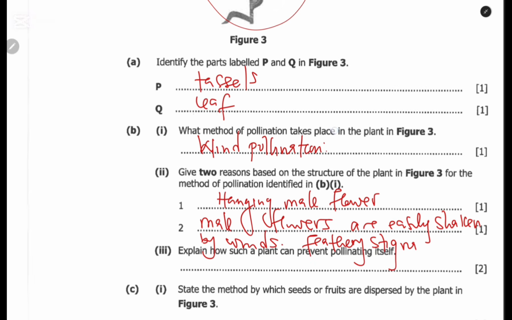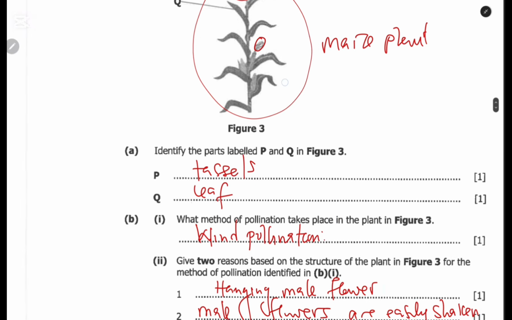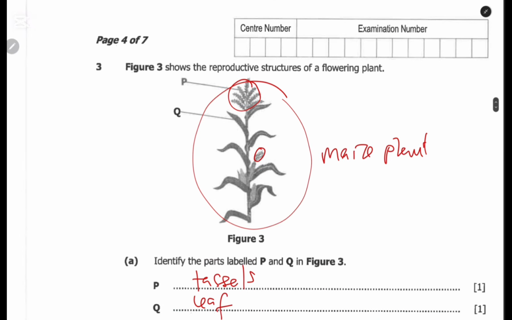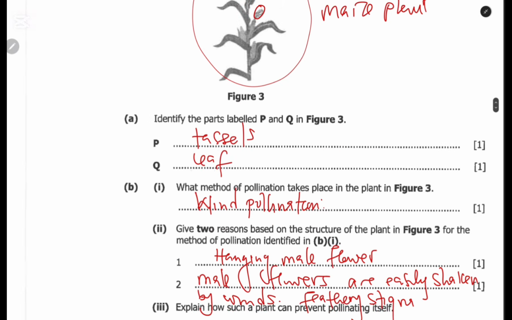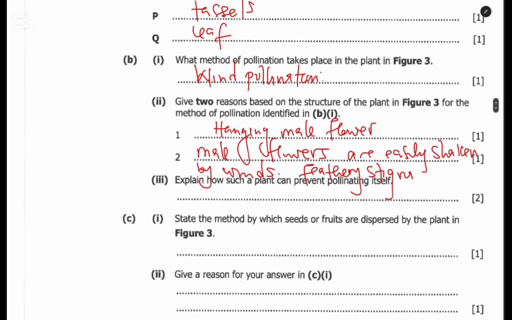So where you find the stigma is right here. When the pollen here drops, it might fall on the stigma. Okay, the stigma, that is the female part. All right, the other one, you can talk of presence of small hair or trichomes to trap pollen. So all those are the reasons why the structure of the plant in figure 2 can be pollinated by wind.